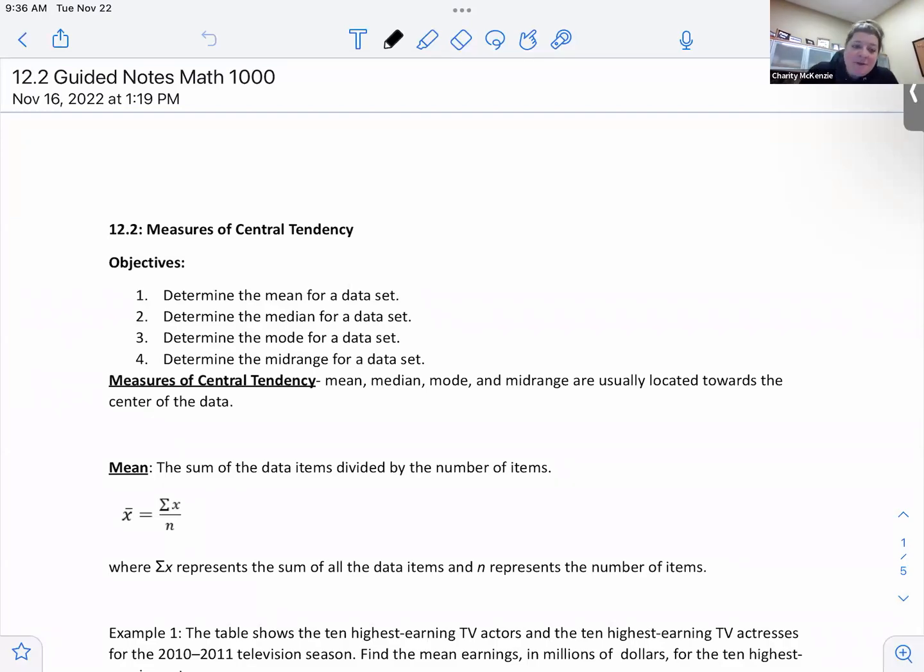Okay, for 12-2, we're doing central tendencies. What in the world does that mean? It means central, in the middle of your data. What is the average? And average is not just one thing. It could be mean, median, or mode, or mid-range, which we don't usually see as often.